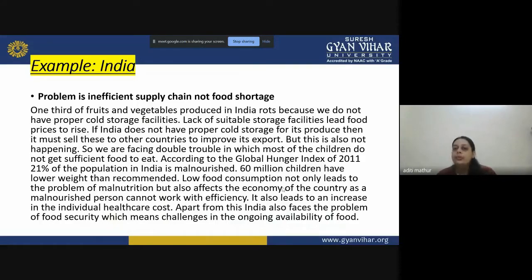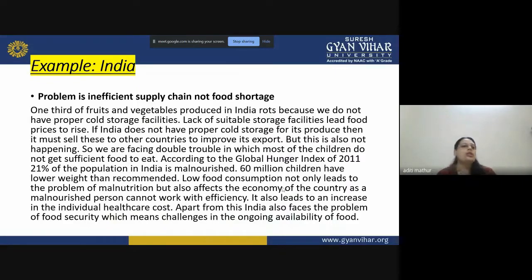So one of the options which we have, if we cannot save or protect because of the lack of cold storage facility, is to export it to other countries and at least increase our exports so that we can have a good foreign exchange rate with us, right? But this is also not happening. It is also not possible. So we are actually facing double trouble, right?